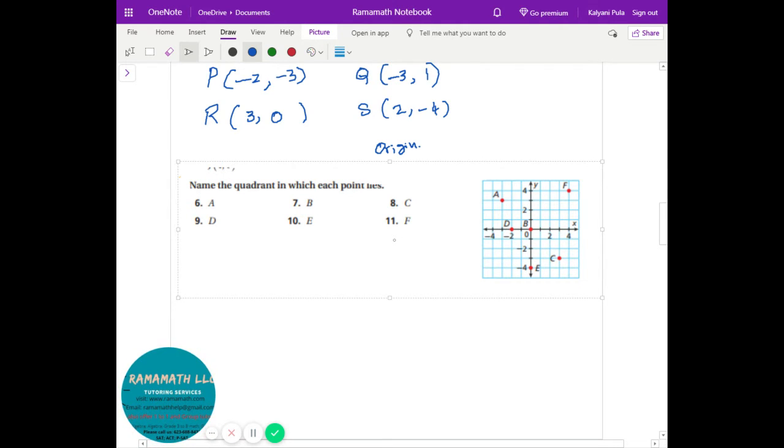Number 11, are you? That is the x and y. It was the first quadrant. Yeah, first quadrant. So it always goes counterclockwise: first, second, third, and fourth. That's how it works.